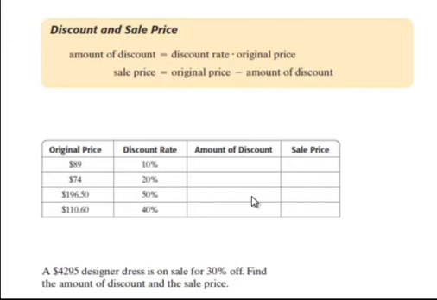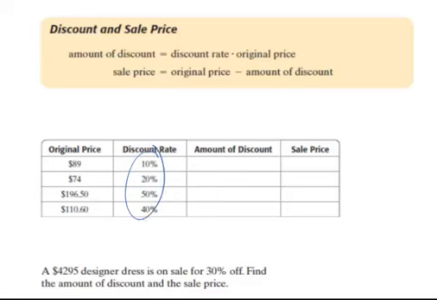All right, the second part here of 5.7 deals with discounts. So it says discount and sale price. It says the amount of the discount is equal to the discount rate times the original price, and my sale price is my original price minus the amount of my discount. First thing I want to do here is take a look at all these percents, and I want to write them as decimals. So this would be 0.10, 0.20, 0.50, 0.40.